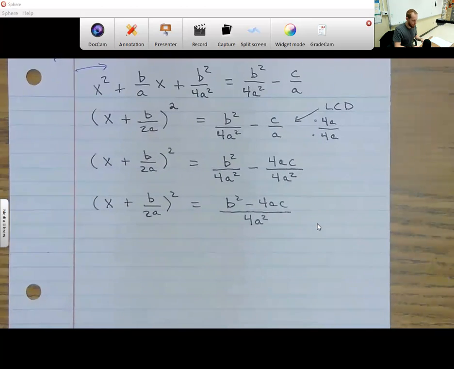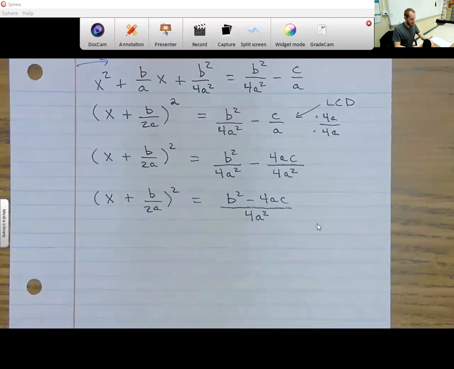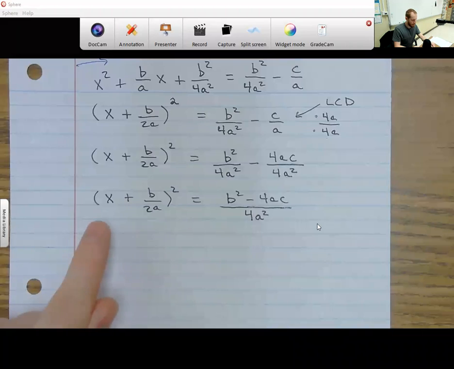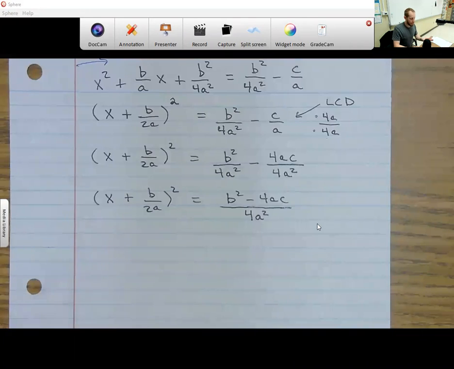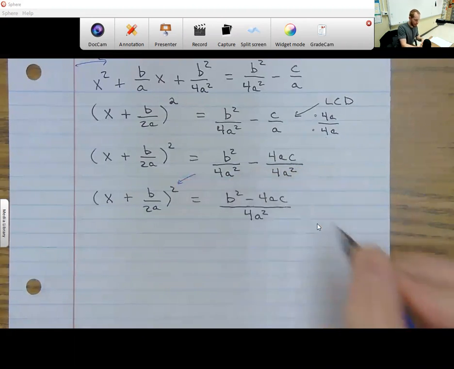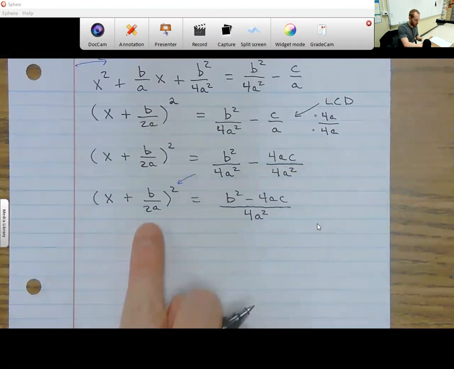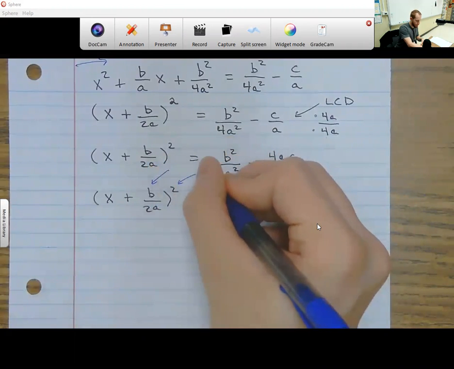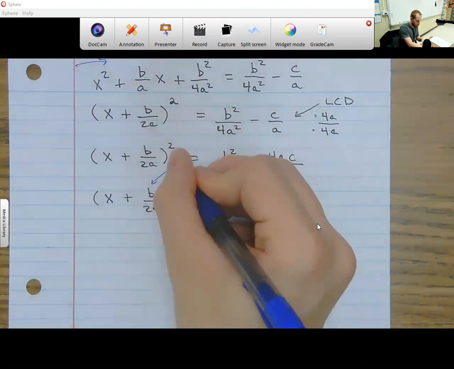So the next thing I'm going to do is I want to get x by itself. I can get x by itself, but I've got to get rid of two things, right? I've got to get rid of this squared first. But also, I've got to get rid of this plus b over 2a. And that's the last thing I'm going to get rid of. So we're going to do this first, and we're going to do this second.